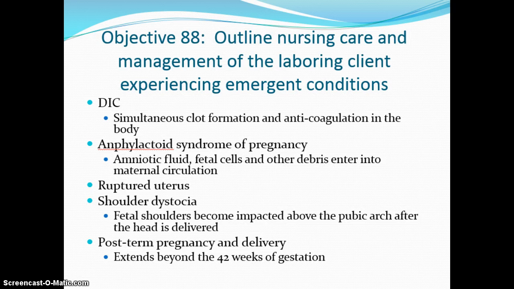Other things that you may come in contact with: DIC, disseminated intravascular coagulopathy, is listed out up here. This simultaneous clot formation and anticoagulation in the body. When we see DIC occurring, we often see that associated with HELLP syndrome. We see it with preeclampsia, eclampsia, and the uterine scar where the placenta was is a wonderful place for a woman to bleed out. So we need to be aware of and be cognizant of those. We're going to talk about anaphylactoid syndrome of pregnancy, ruptured uterus, shoulder dystocia, and then post-term pregnancy and delivery.